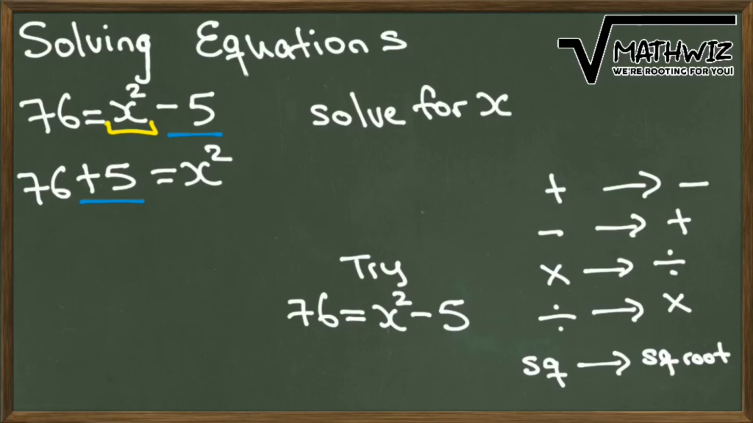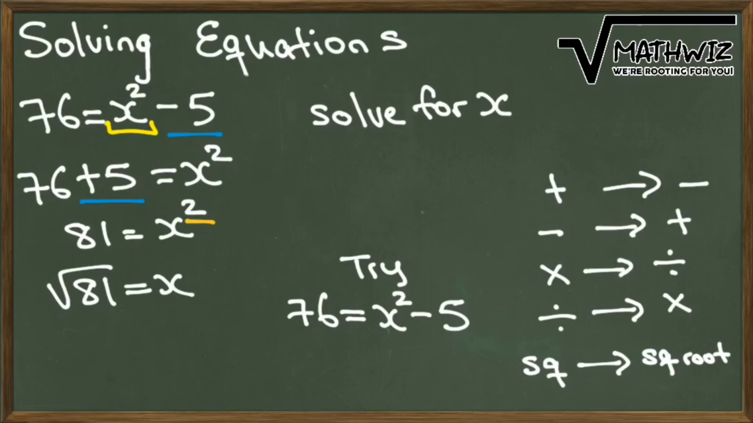And that 76 plus 5 is going to give you 81. So you have 81 is equal to x squared. And then to get rid of the square, we have to square root the other side. And the square root of 81 is going to give us 9.